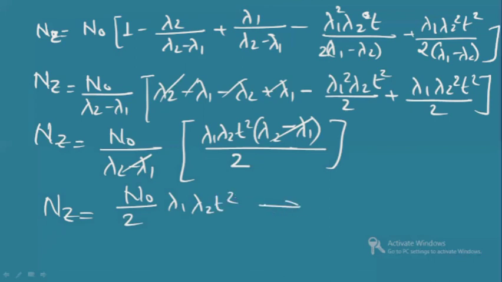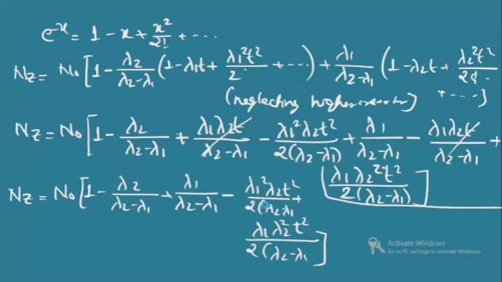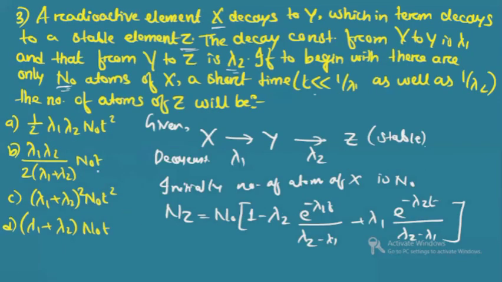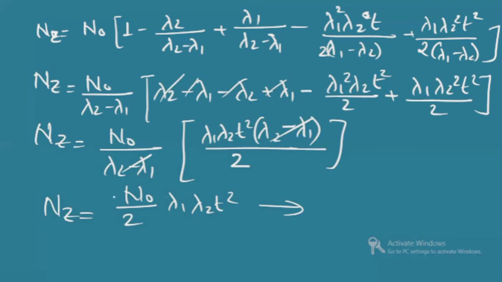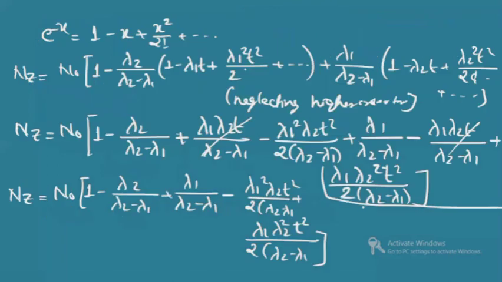Yes or no? So the correct option is, let's check it out. It was what? N naught by 2 lambda 1 lambda 2 t square. The correct option is option A. Clear? So this is the correct option, option A. So this is how you can solve. Once you can do the calculation on your own, that will help you a lot.